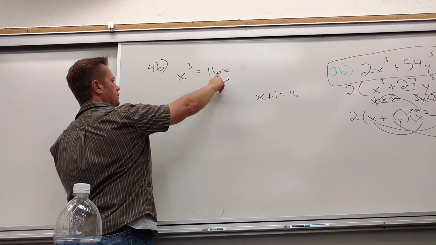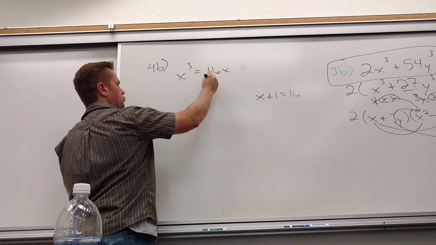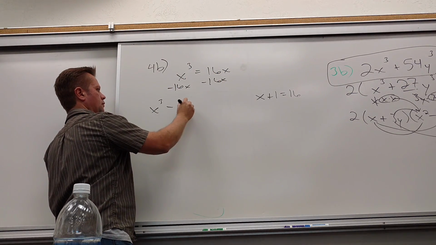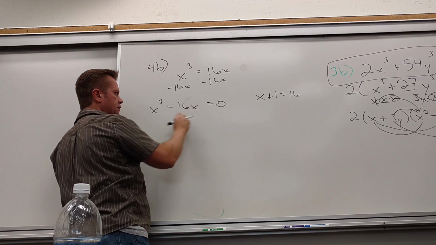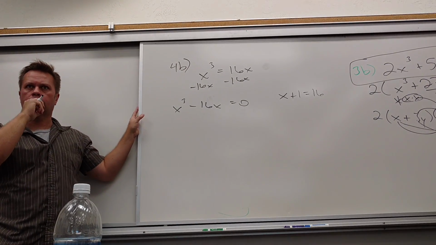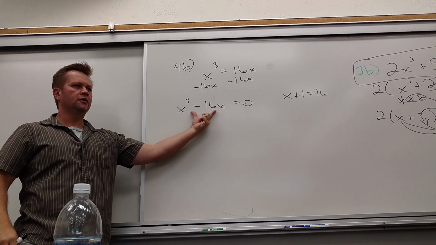How do I get this side equal to 0? I just subtract 16x. Now that I've got it equal to 0, I can focus on doing what to this? Factor it. Now, how do I factor this?